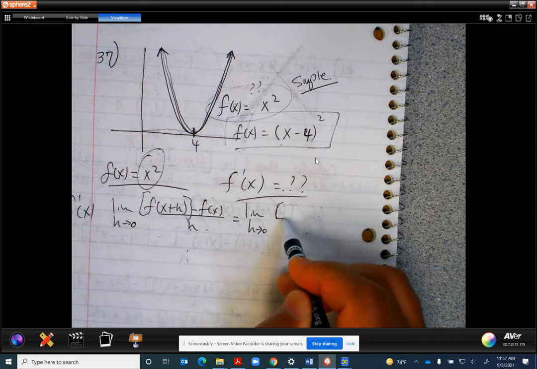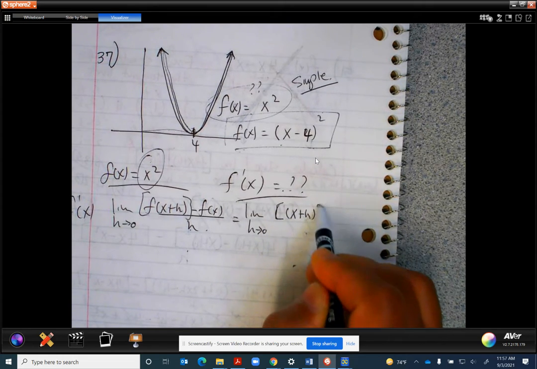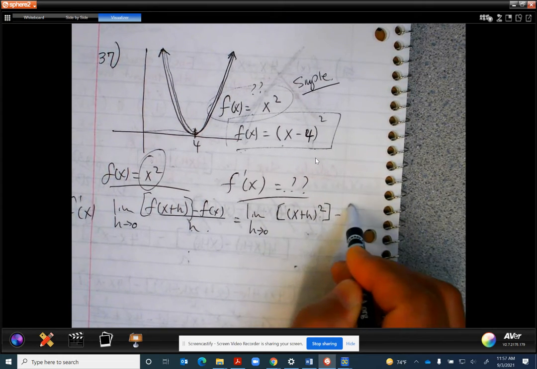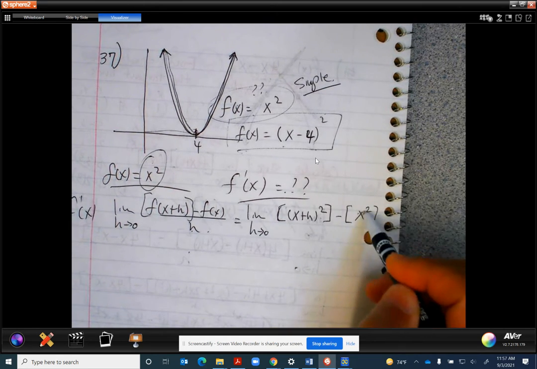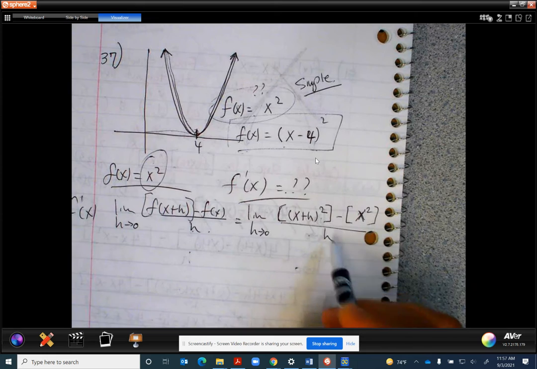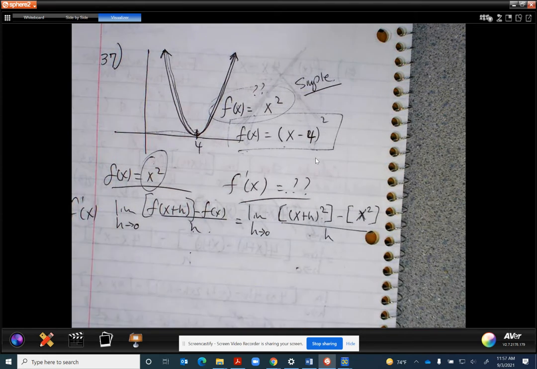x plus h squared. Yeah, x plus h squared. That is correct. Minus, what is f of x? x squared. It's the same thing, isn't it? I told you yesterday you're going to be doing the same thing. They're just giving you some fancy notation which you need to learn how to figure out. So f prime is just a fancy notation. Derivative is just a fancy word. But it's the same thing.